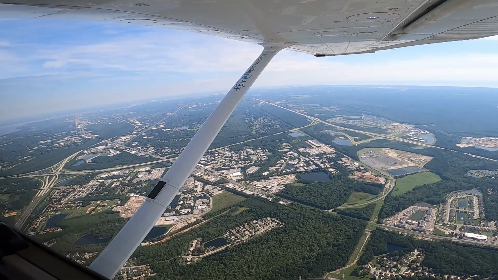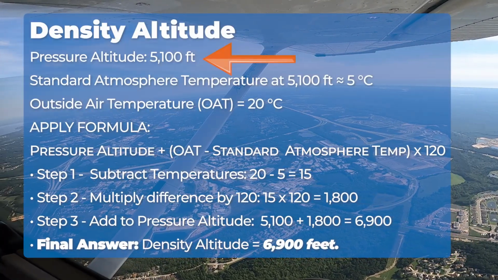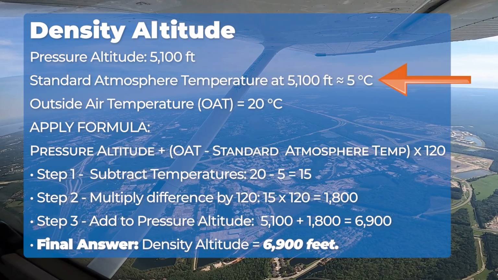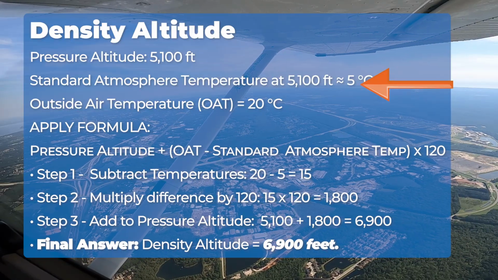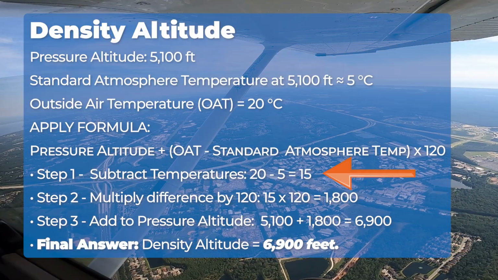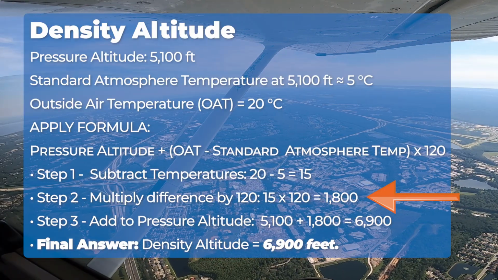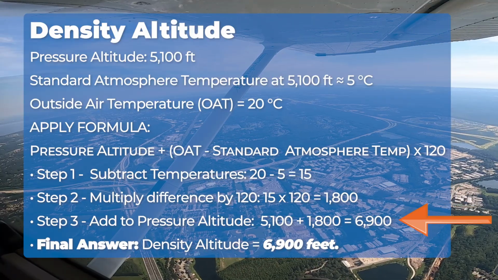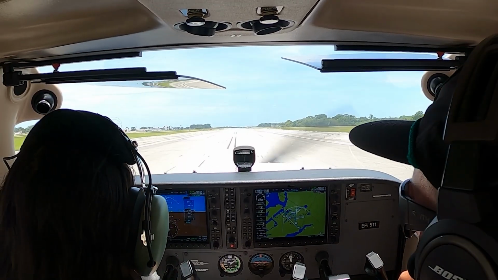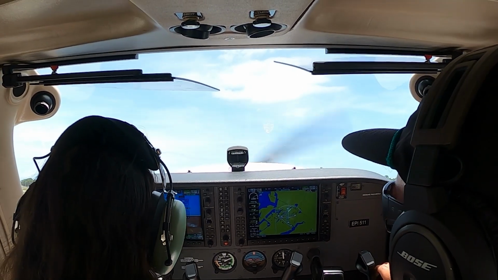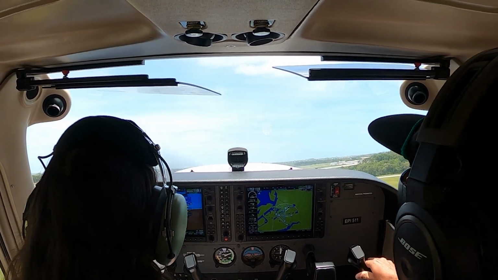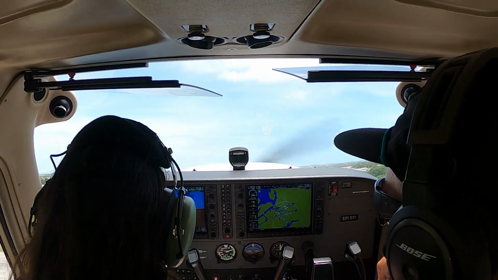For example, imagine you are at an airport with a pressure altitude of 5,100 feet. At that altitude, the standard atmosphere temperature is 5 degrees Celsius. On this day, the outside air temperature is 20 degrees Celsius, which is 15 degrees warmer than standard. Multiply 15 by 120 and you get 1,800. Add that to the original 5,000 feet, and the density altitude is 6,900 feet. In practice, this means the airplane will perform as though it is taking off in air from nearly 7,000 feet, not 5,000. That results in less lift, less engine power, and a longer takeoff roll.